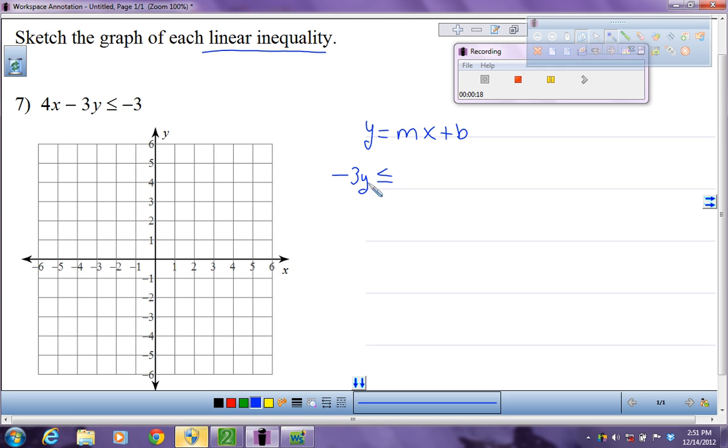So there's your negative 3y, there's your 4x, and there's your negative 3. I can see this is my mx term, this is my y term, and this is my b term. Well, I'm supposed to have the mx plus b on the right side. I get the b on the right side, but not the mx. So the mx needs to move over here, actually.